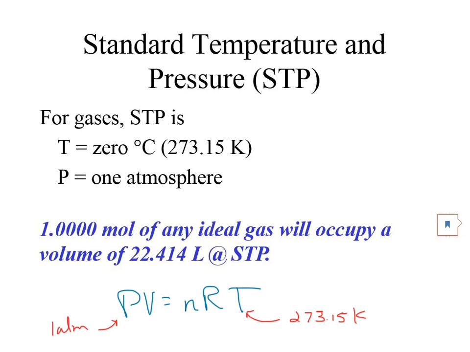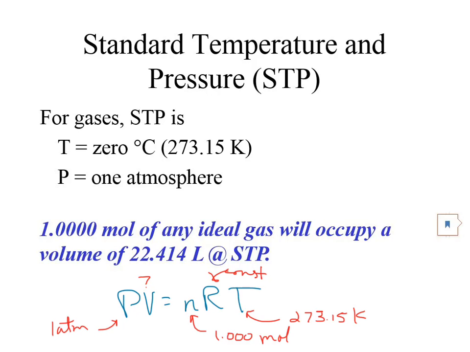Let's do one more thing. Let's say we're only going to talk about exactly 1 mole of substance. So n is 1 mole, and R is a constant. We're going with standard temperature of 273.15 Kelvin, and standard pressure of exactly 1 atmosphere. Your big R is a constant. The only thing unknown is your volume.